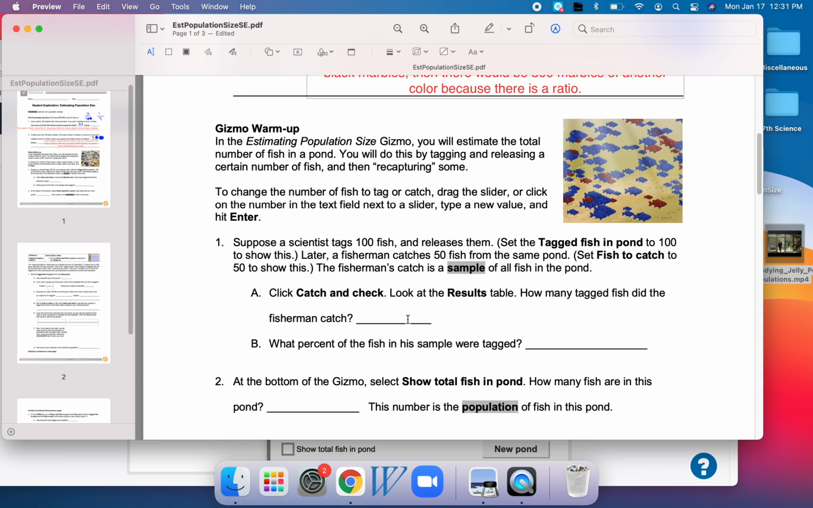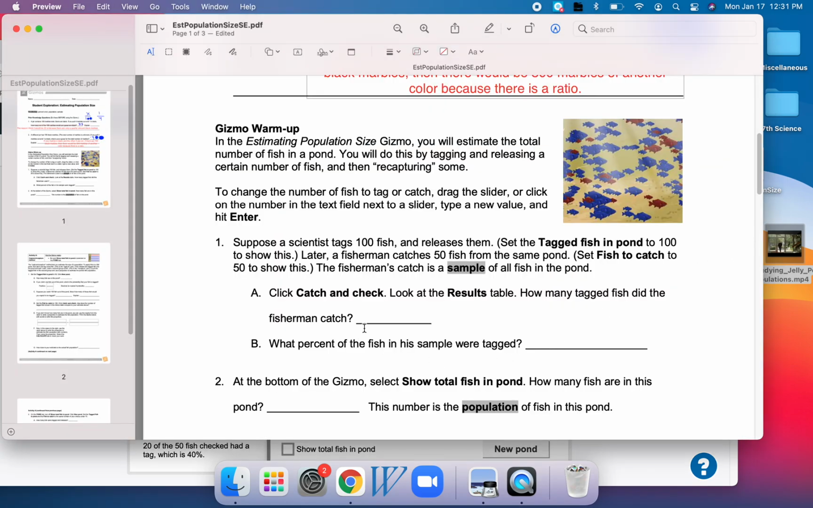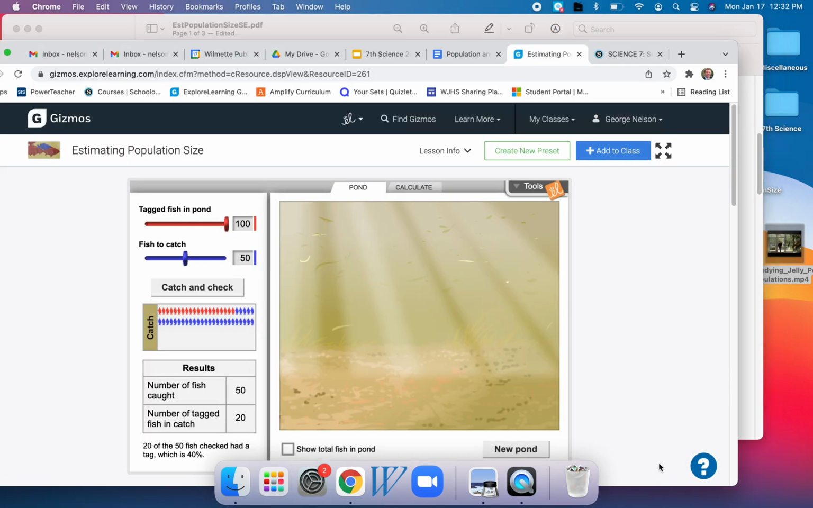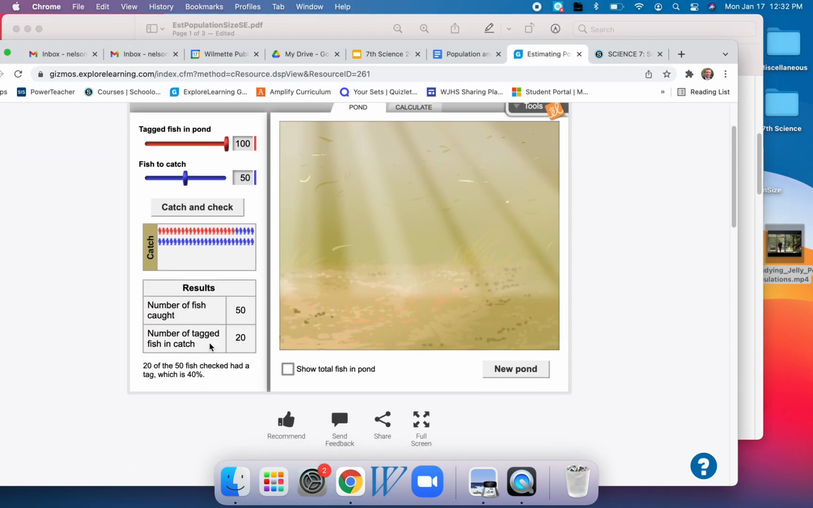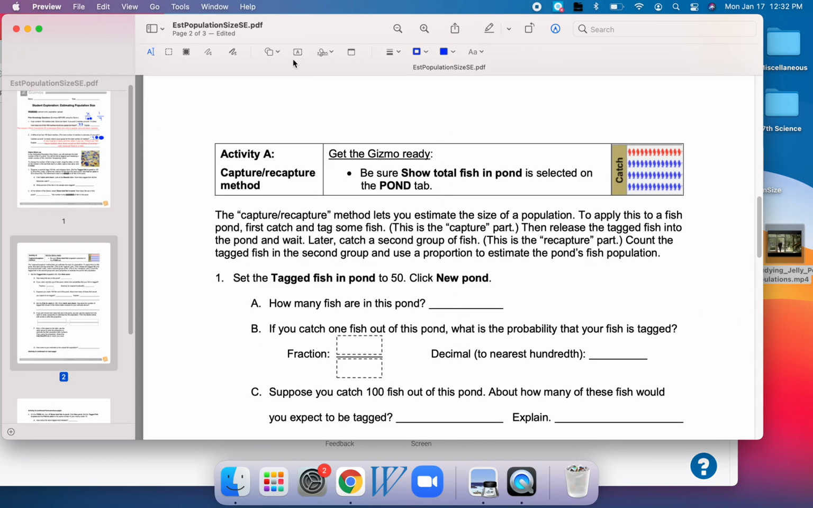Look at the result. How many tagged fish did the fisherman catch? Okay, so in the simulation, we want the tagged fish to be 100, and then the fish to catch, we want to get that to 50. And then we catch and check. How many tagged fish did the fisherman catch? Well, the number of tagged fish was 20. So I would just write that in here, if it'll let me. Sorry, I could have written that better.